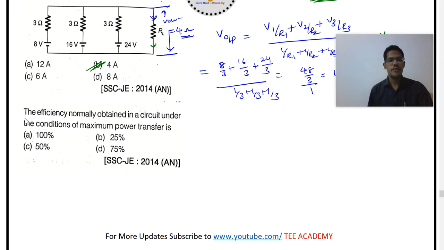Next question here. It is from the maximum power transfer theorem. As per the maximum power transfer theorem, what is the efficiency normally obtained in a circuit under the condition of maximum power transfer? Whenever you see maximum power transfer, the efficiency is going to be only 50%.